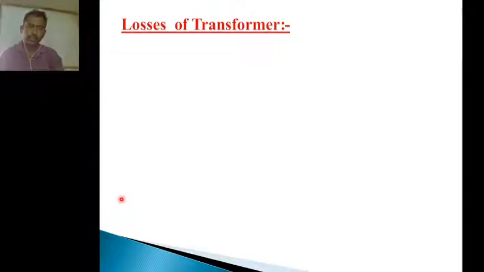So coming to the losses of the transformers, there are basically two types of losses: iron losses and copper losses. Whereas in the case of DC machines, we have three types of losses: iron losses, copper losses, and mechanical losses. Here we don't have mechanical losses. Why? Because the transformer is a static device, so there is no rotating part, and that's why the mechanical losses will be zero in the transformer. So the losses in the transformers are mainly iron losses and copper losses.